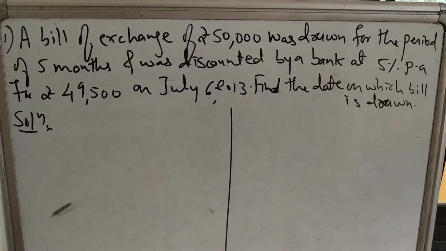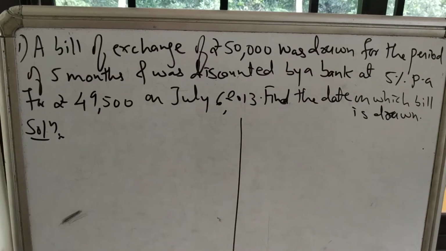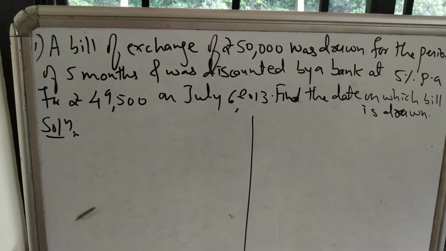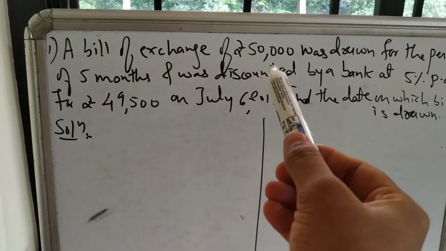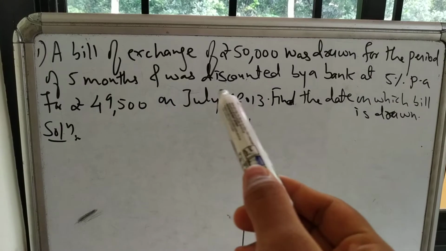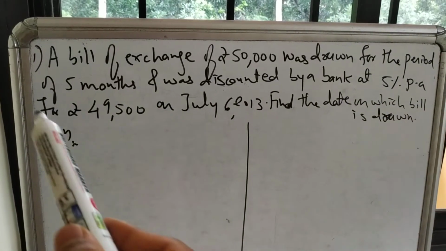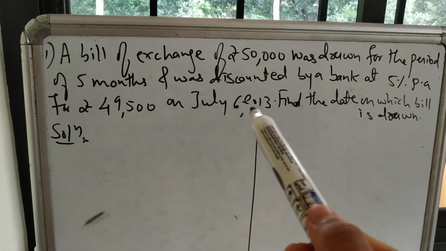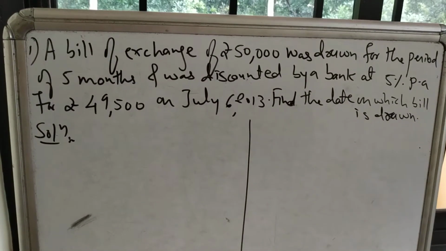Hello students, let us solve the problem of bill of exchange of how to find the date on which bill is drawn. So I'll read the problem. A bill of exchange of rupees 50,000 was drawn for the period of 5 months and was discounted by a bank at 5% per annum for rupees 49,500 on July 6, 2013. Find the date on which bill is drawn.